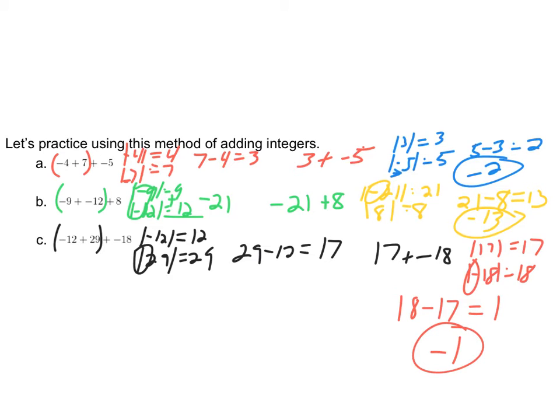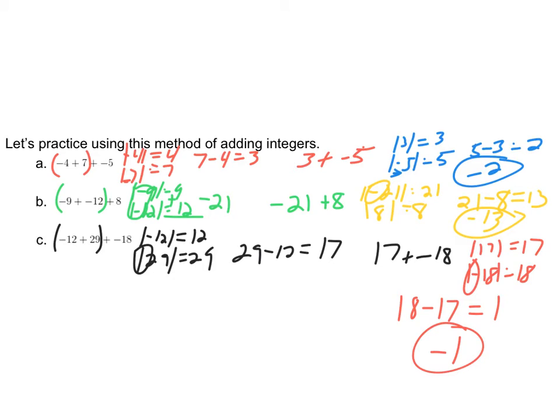So now I've got -21 plus 8. Absolute value of both again, I get 21 and 8. Since they're different signs, one's positive, one's negative, I subtract 21 minus 8, and I get 13. 13 becomes negative because the larger number 21 started out as a negative number.